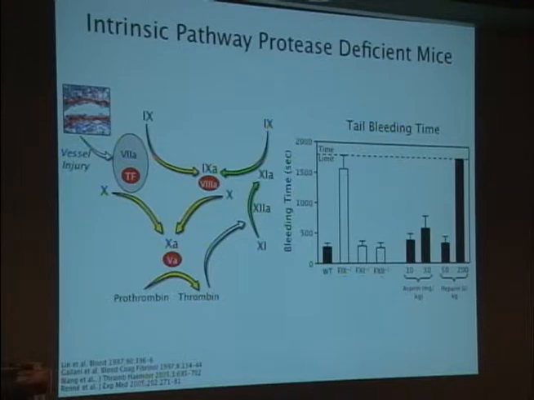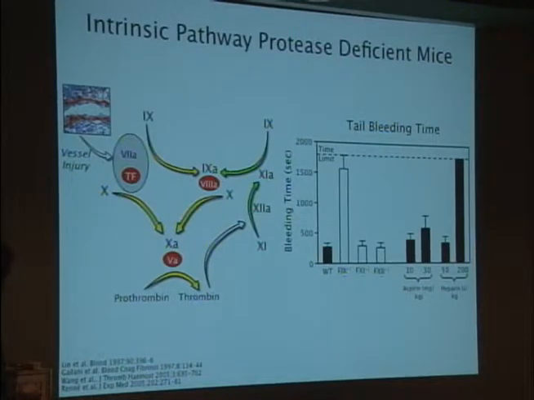They have the murine equivalent of hemophilia. These are results from a tail bleeding time. If you clip off the end of a factor 9 deficient mouse's tail, most of them are going to exsanguinate unless you cauterize the tail, whereas the 11 and 12 deficient mice essentially look like wild type mice.